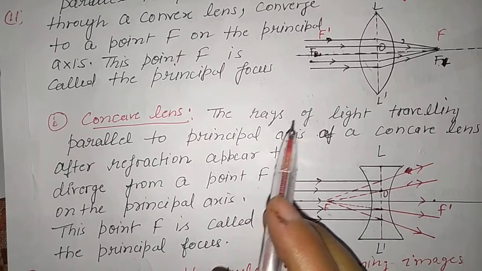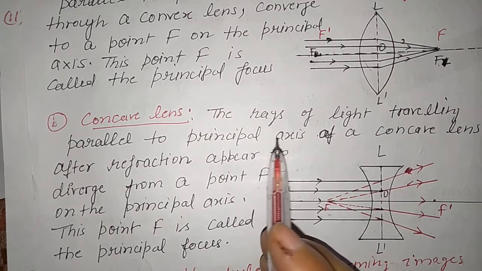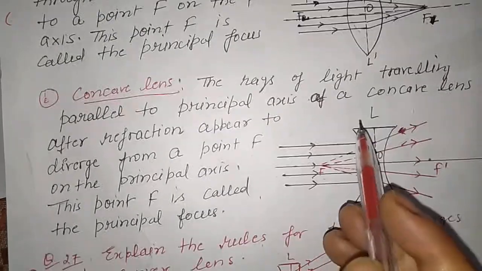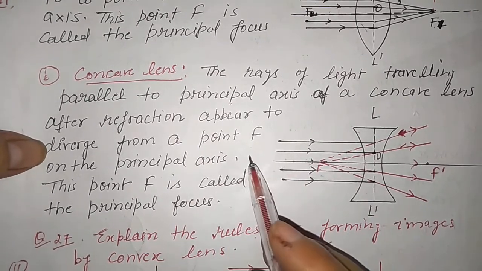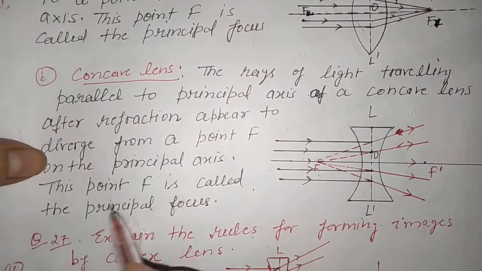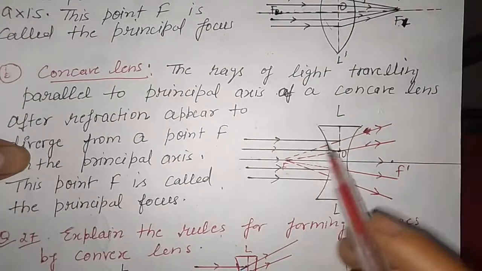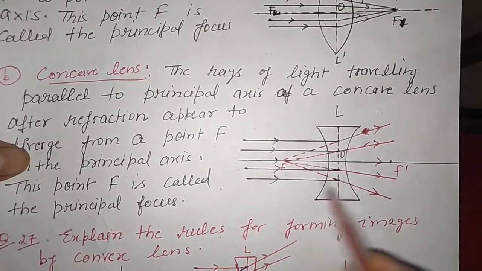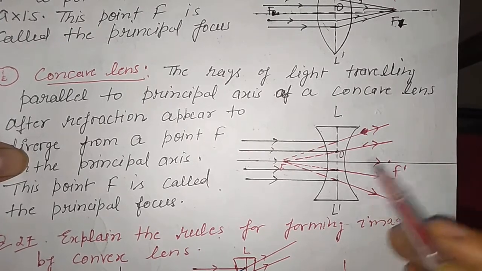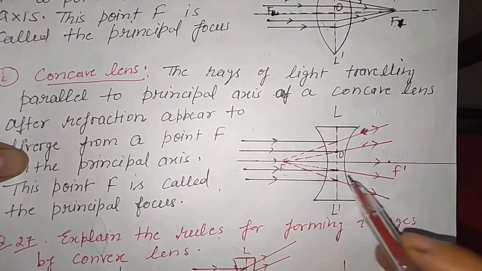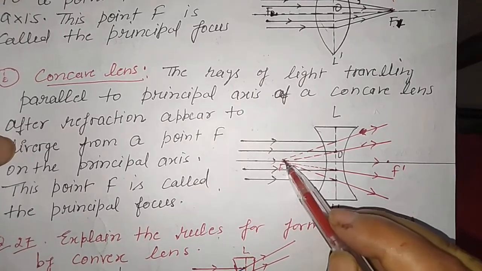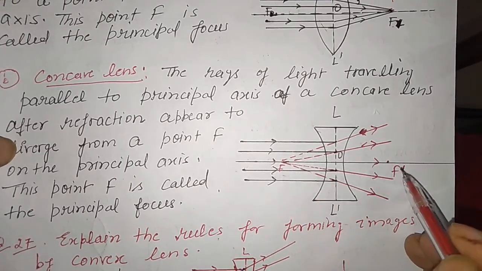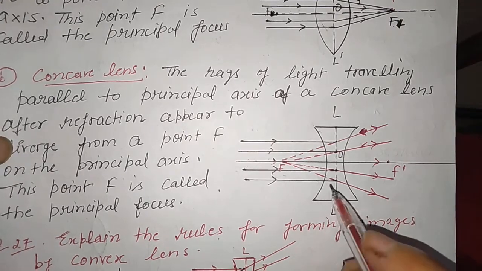Now for the concave lens, the rays of light traveling parallel to the principal axis, after refraction, appear to diverge from a point F on the principal axis. This point F is called the principal focus. These rays come parallel to the principal axis and diverge. If we trace them backward, they appear to meet at a point. That point is known as the focus, and the other side is known as F dash.